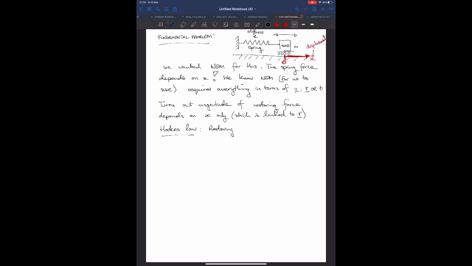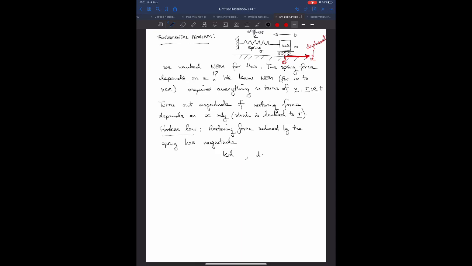So if you take your spring and your mass, and you pull it or push it in one direction, then you'll obviously extend or compress the spring. So the restoring force induced by the spring has magnitude k times d.